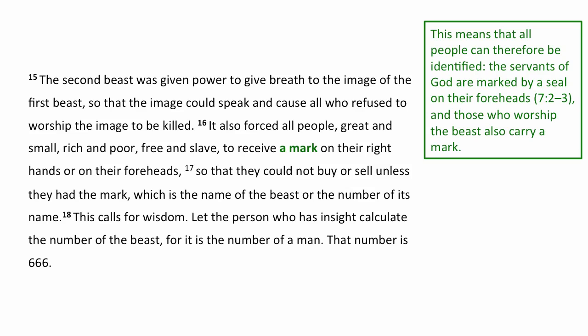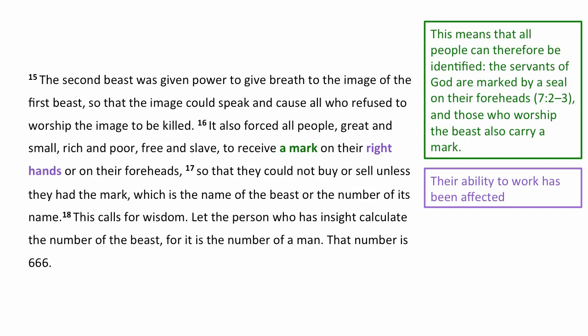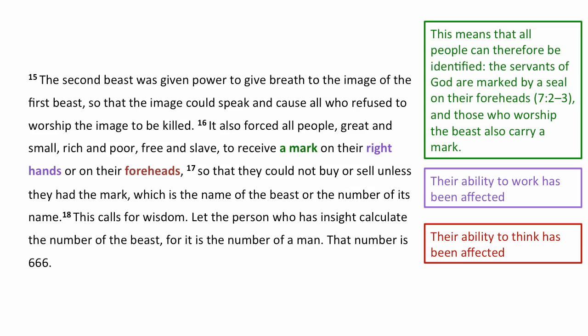And then in verse 16, we see that the second beast forced all people, great and small, rich and poor, free and slave, to receive a mark on their right hands or on their foreheads. Now this means that all people can therefore be identified. The servants of God are marked by a seal on their foreheads, and that you can read in Revelation chapter 7. And now in Revelation 13, those who follow the second beast or the Antichrist, those who need to worship him, also carry a mark. And that mark is on their right hand. It means their ability to work has been affected. On the foreheads, their ability to think has been affected.